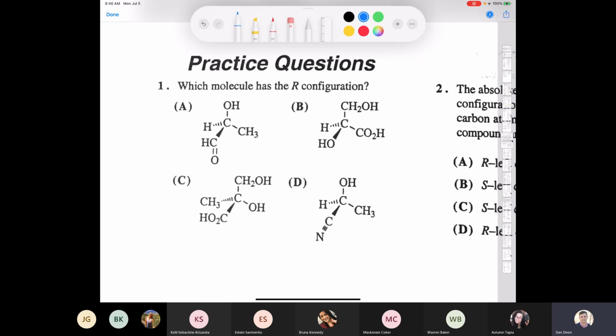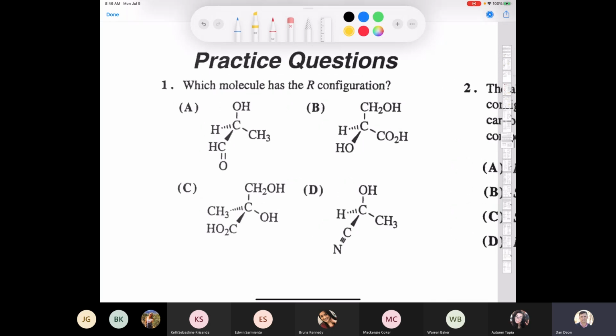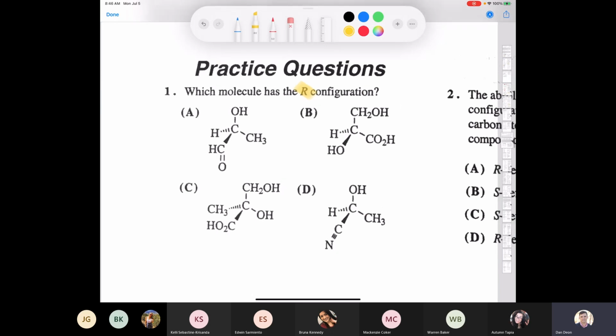So let's take a look at a question. The first question is just four molecules. They all have stereocenters. Three of them are S, but one of them is R. Could anybody tell me which one is R? I'll give you a few seconds to look at it. See if you can solve it in your mind. Remember, you'll have scratch paper during your final, as always.